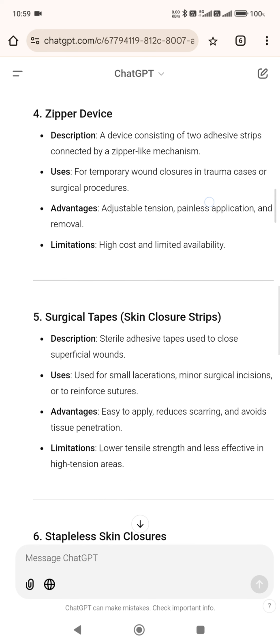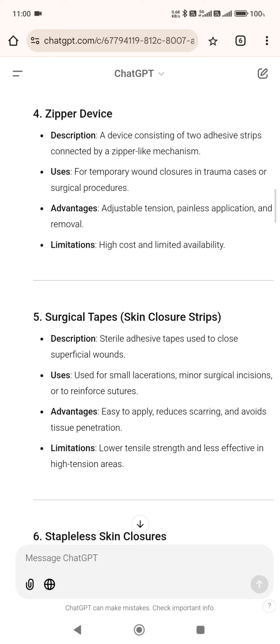4. Zipper device. Description: a device consisting of 2 adhesive strips connected by a zipper-like mechanism. Uses: for temporary wound closures in trauma cases or surgical procedures. Advantages: adjustable tension, painless application, and removal. Limitations: high cost and limited availability.